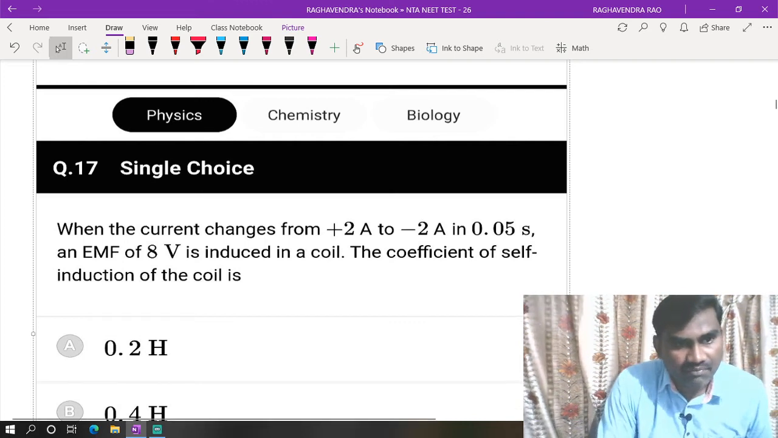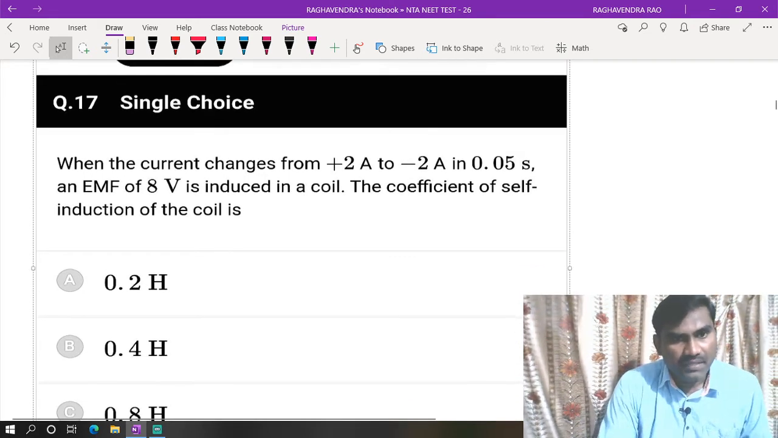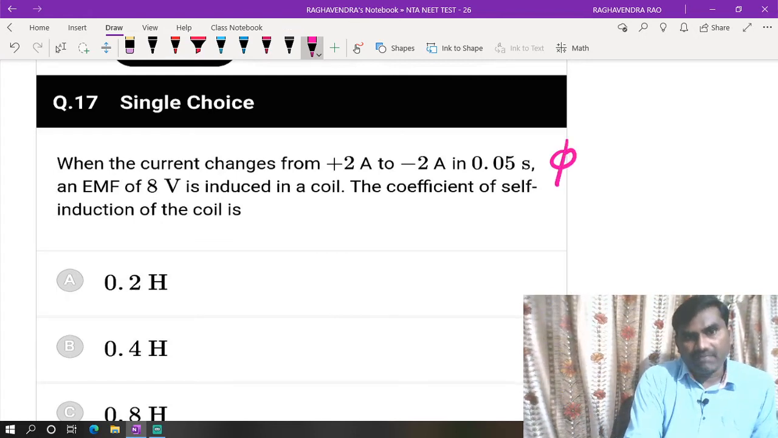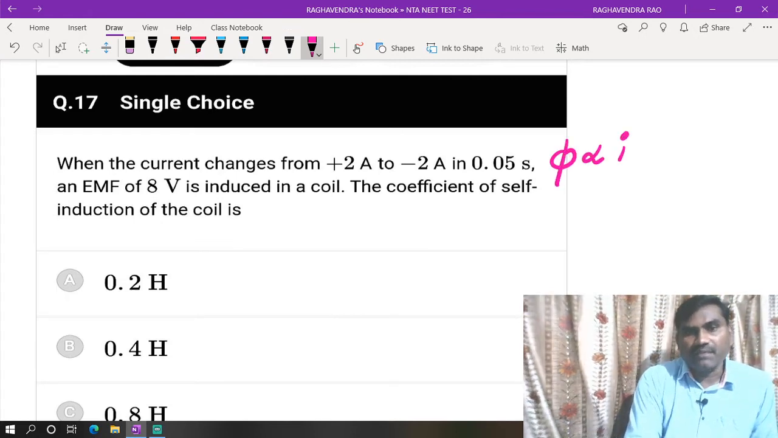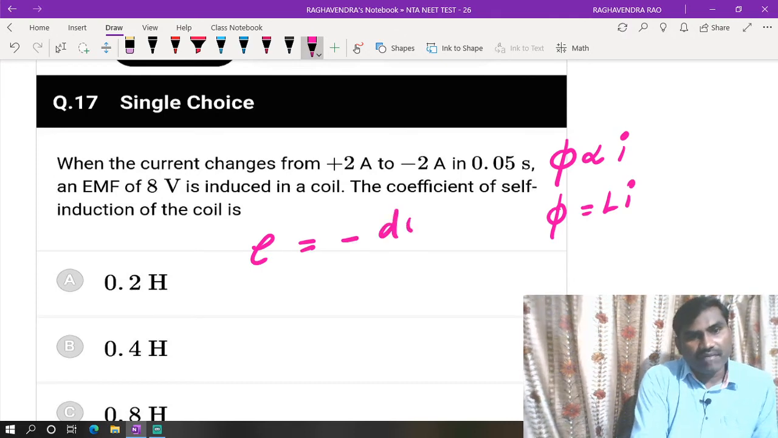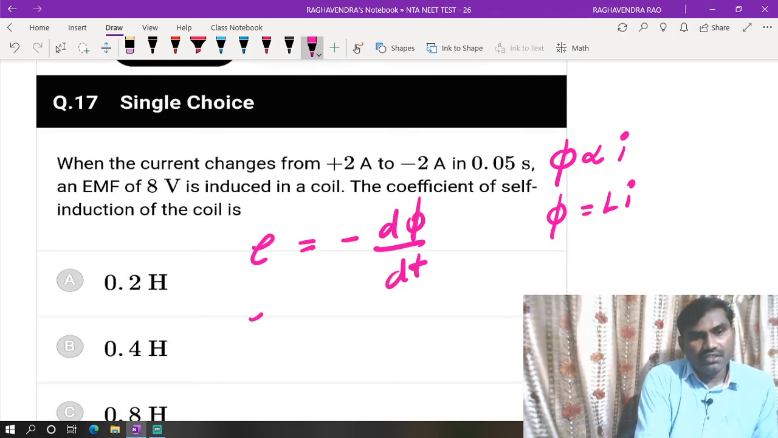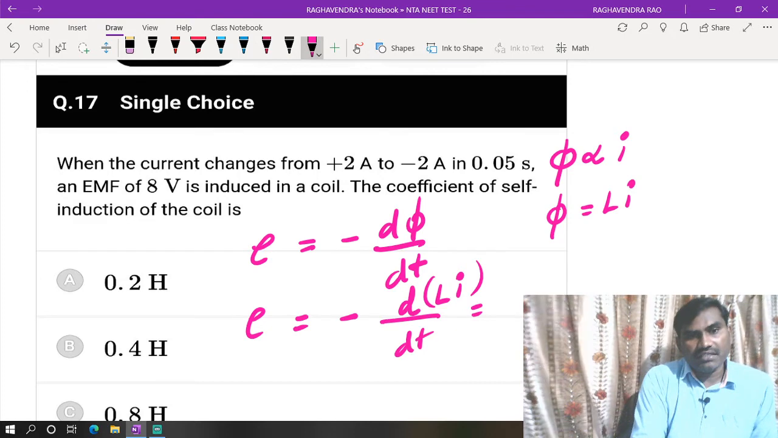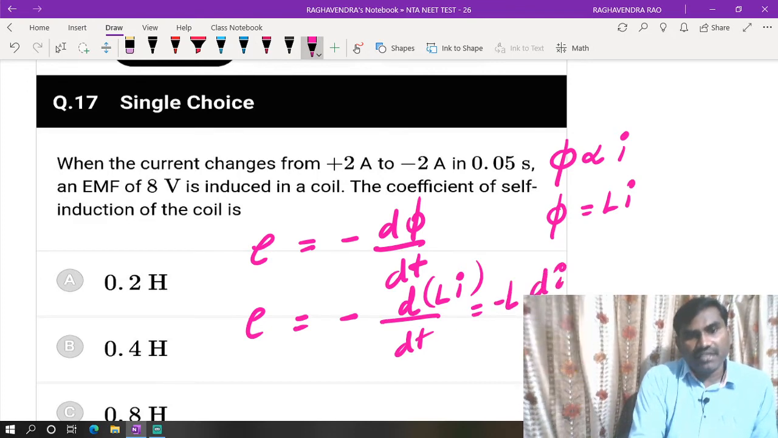When the current changes from plus 2 ampere to minus 2 ampere in 0.05 second, an EMF of 8 volt is induced in the coil. The coefficient of self-inductance? Magnetic flux is proportional to the current passing through the coil. Now phi is equal to L into I. We have induced EMF according to Faraday's law, minus d phi by dt. Now we can write E is equal to minus d phi, phi is nothing but L into I, by dt. This is minus L di by dt.